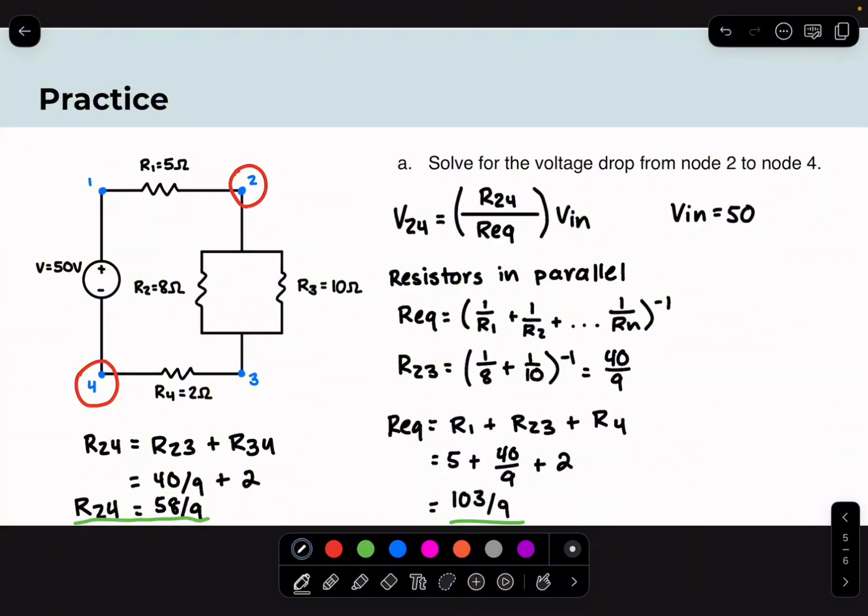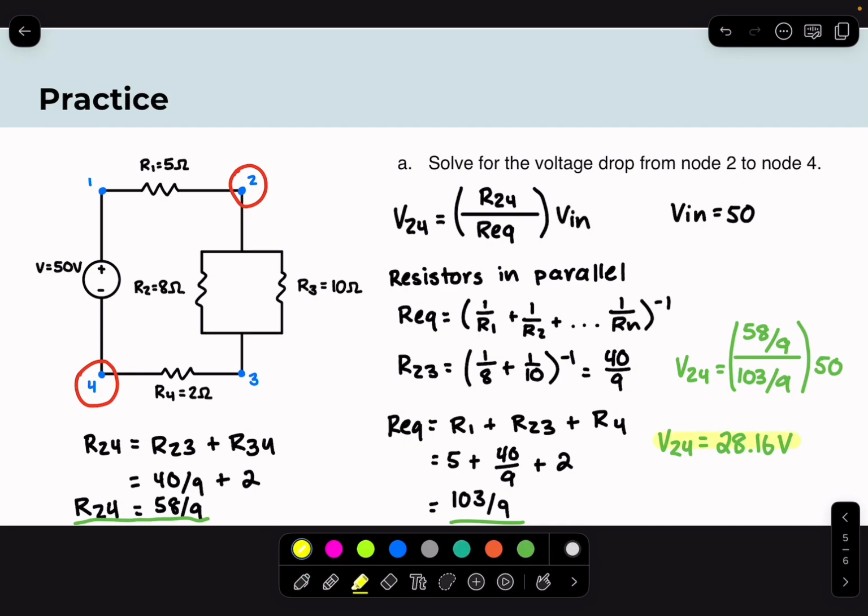Now if we plug those in, the voltage from node 2 to 4 is going to be equal to 58 over 9 divided by 103 over 9 multiplied by Vn, which was provided as 50. When you plug that into your calculator, you get the voltage from node 2 to 4 is 28.16 volts.